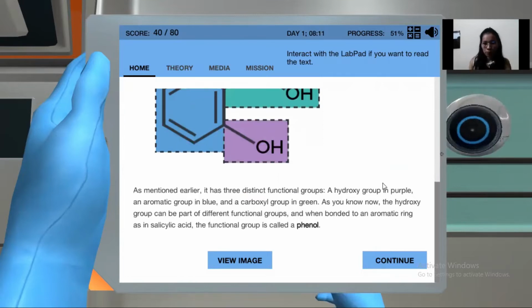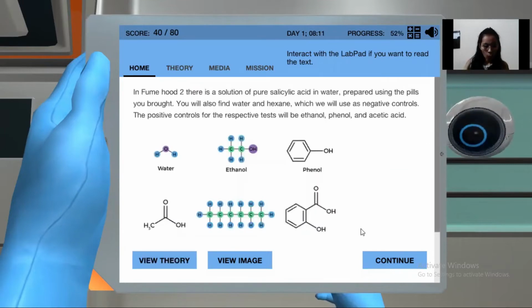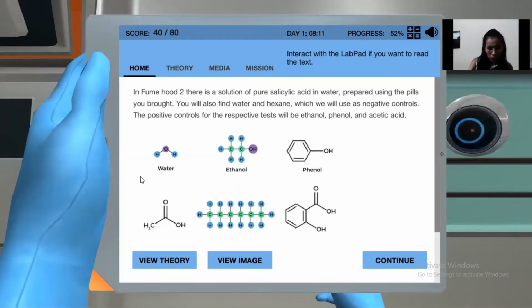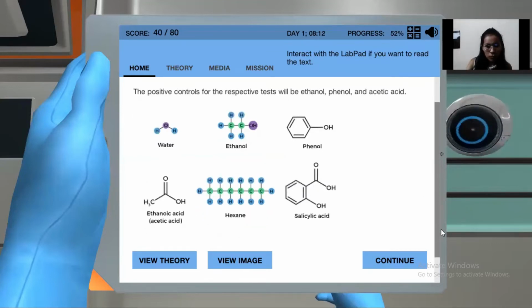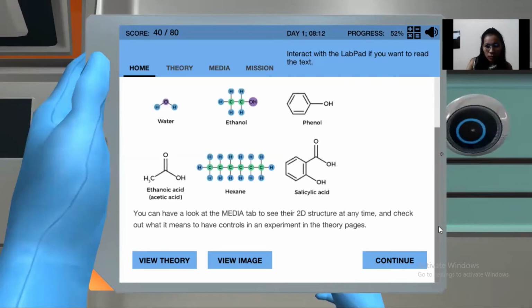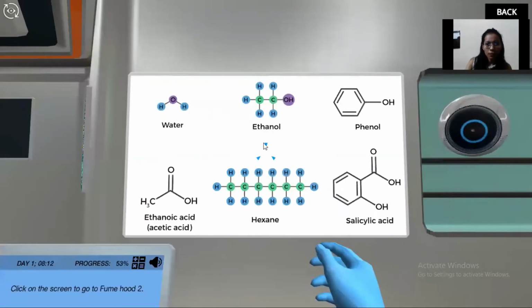As you know now, the hydroxy group can be part of different functional groups, and when bonded to an aromatic ring as in salicylic acid, the functional group is called a phenol. In fume hood 2 there is a solution of pure salicylic acid in water, prepared using the pills you brought. You will also find water and hexane, which we will use as negative controls. The positive controls for the respective tests will be ethanol, phenol, and acetic acid. You can have a look at the Media tab to see their 2D structure at any time, and check out what it means to have controls in an experiment in the theory pages. Click on the screen to go to Fume Hood 2.